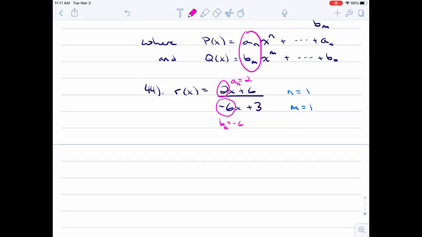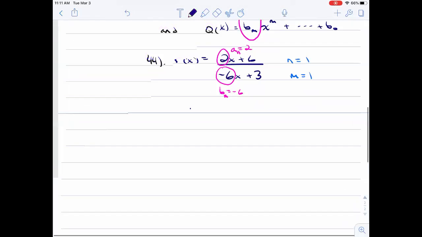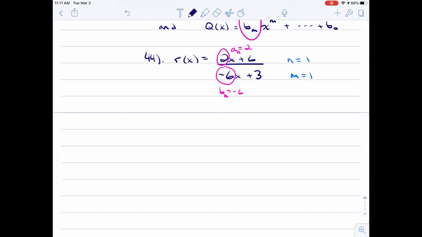And so what this says is that we have a horizontal asymptote at y equals 2 over negative 6, or negative 1 over 3. Just simplifying, but if you left it at 2 over negative 6, that's fine. So that's how that's going to work.